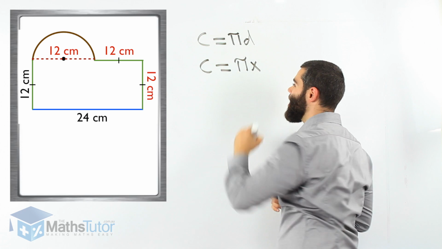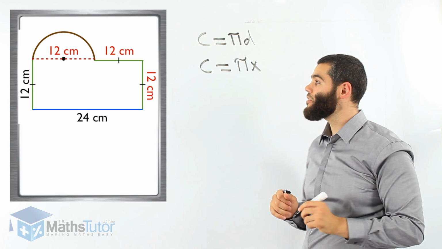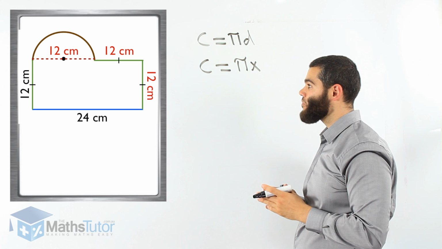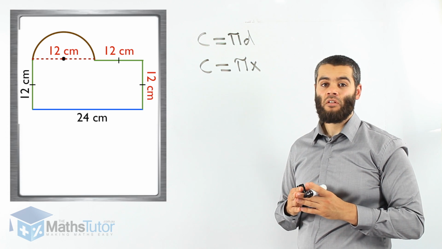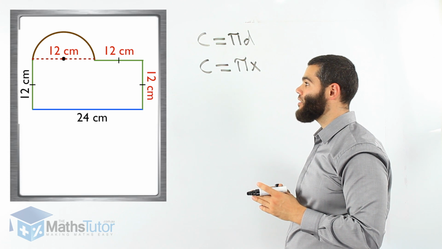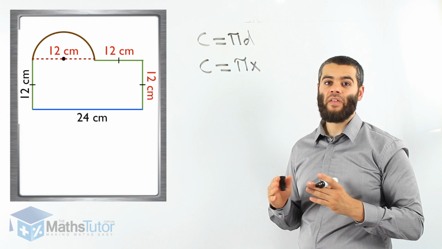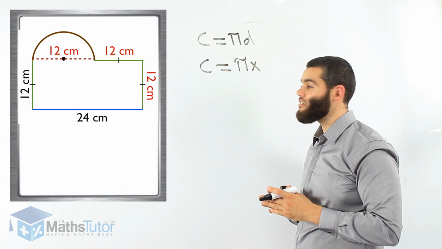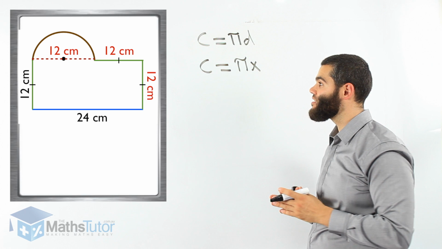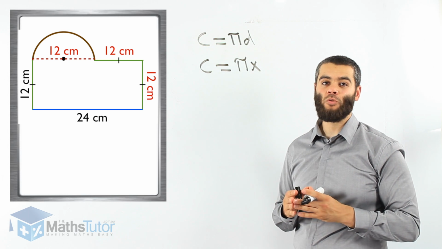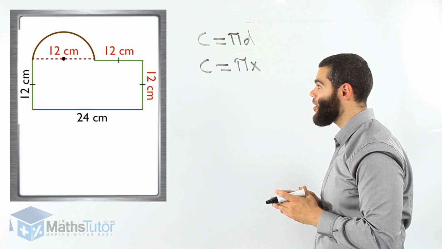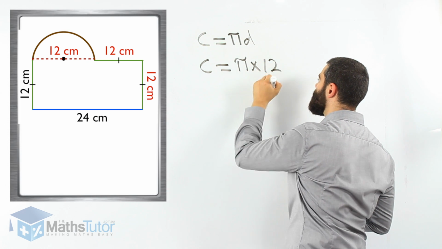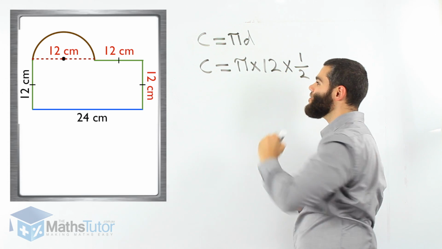Pi times the diameter. The diameter we can see here is going to be what? It's going to be 12. How? Because we know that the bottom, marked in blue, is totally 24. And we know that the green lines are 12 each. So that means the dotted line is the other half of 24, which means it's going to be 12. One side is 12, which is in green. That means the dotted line is also going to be 12. 12 plus 12 make the 24 down the bottom. So we know that the diameter is 12. So pi times 12 times half, because we know it is half of a circle.